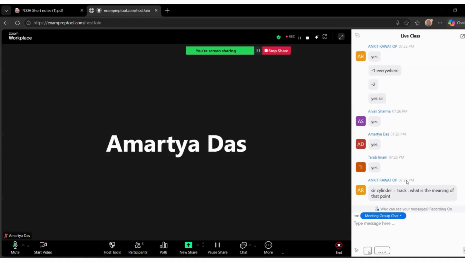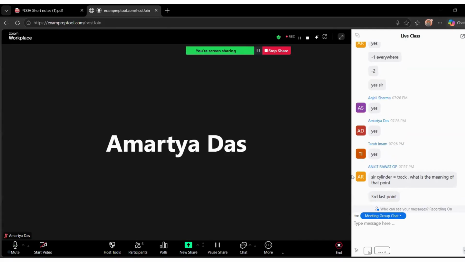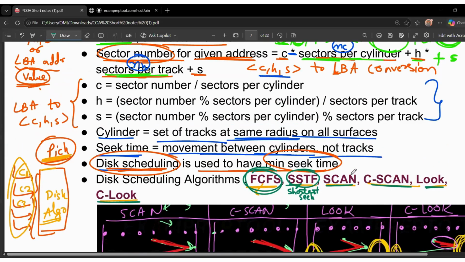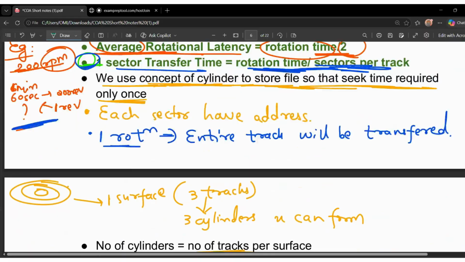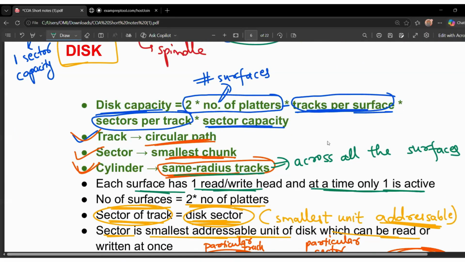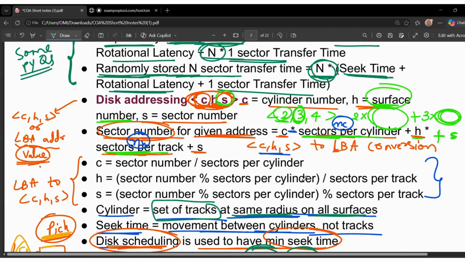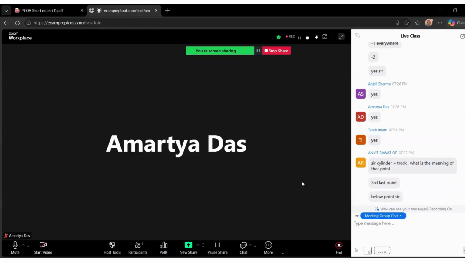Okay, there is a doubt. Let's search: cylinder equal to track. What is the meaning of that point? Cylinder is a set of tracks at the same radius on all the surfaces. We have already discussed this thing. See here, a cylinder will be the same radius across all the surfaces. I think I have written it two times, so maybe you can remove it.